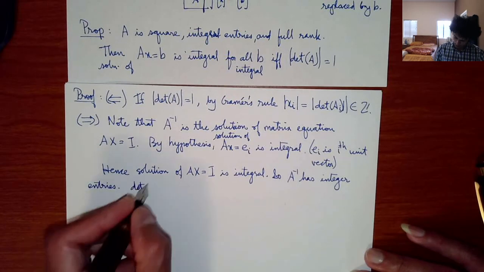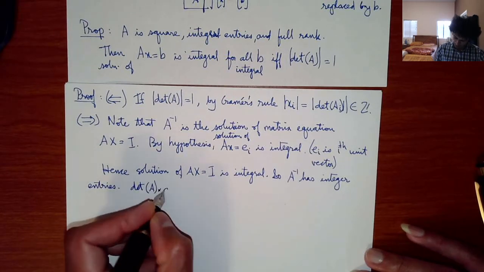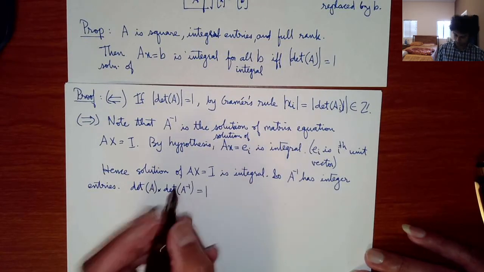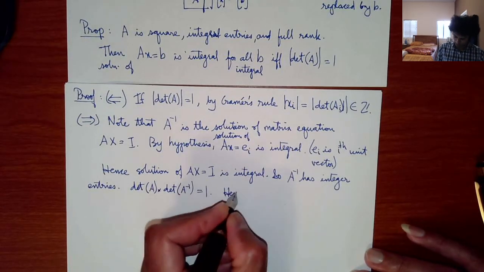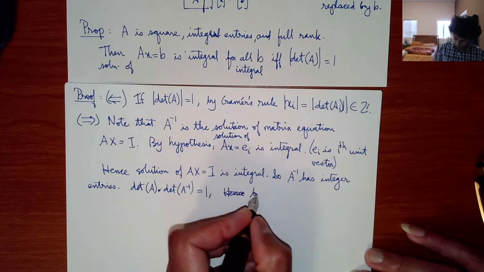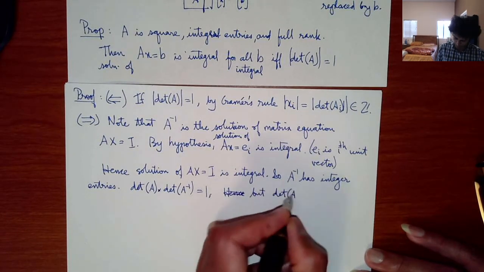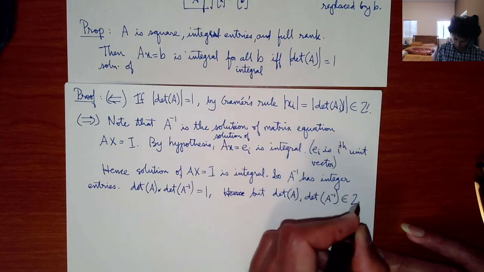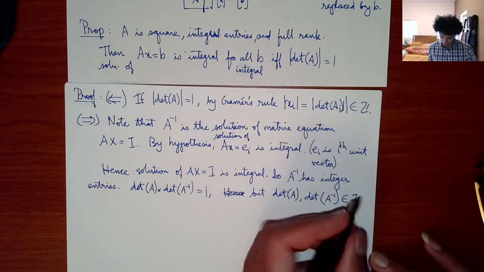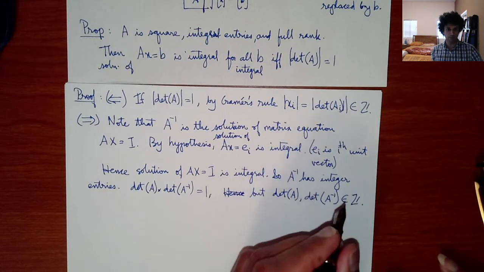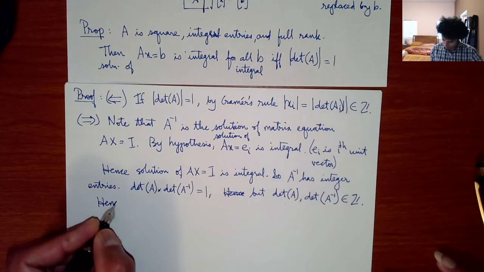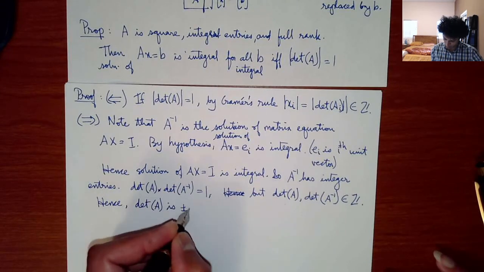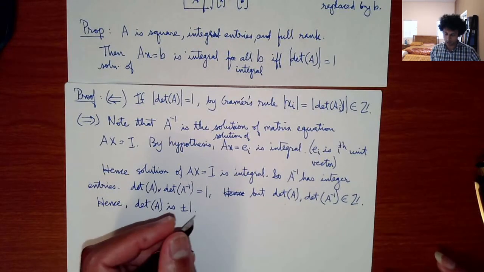The determinant of A times the determinant of A inverse is equal to 1, but the determinant of A and the determinant of A inverse are integers, right? That's what we just showed, that A inverse has integer entries. Hence, the determinant of A is plus 1 or minus 1, and that ends our proof.